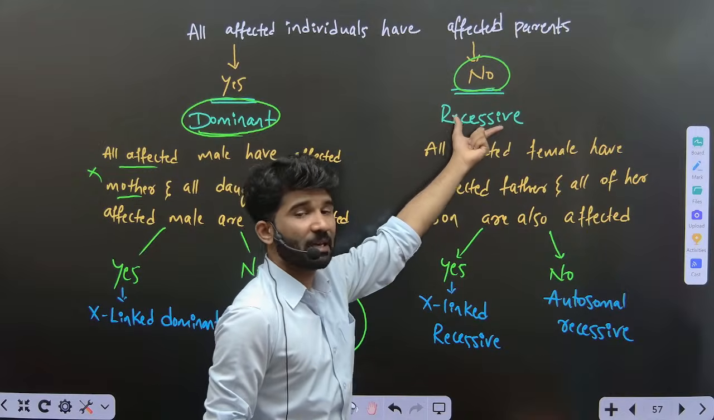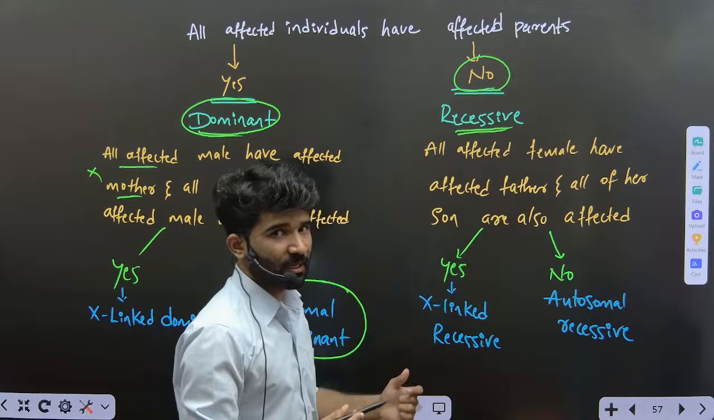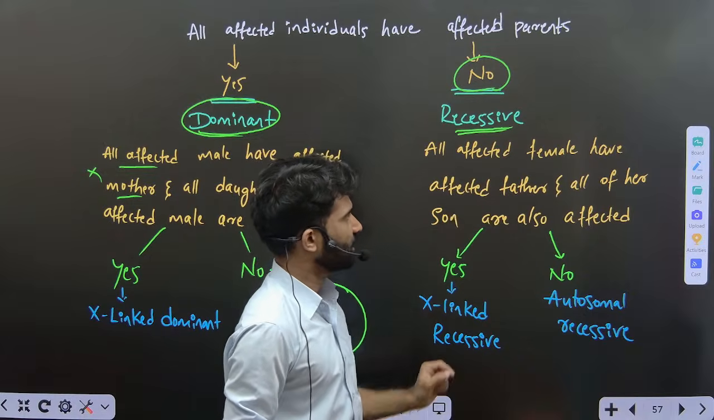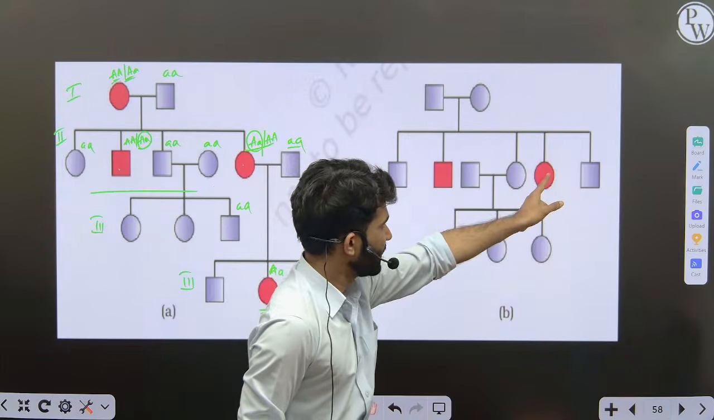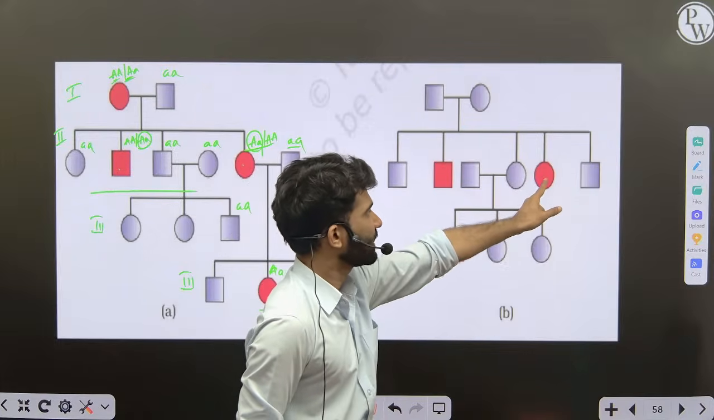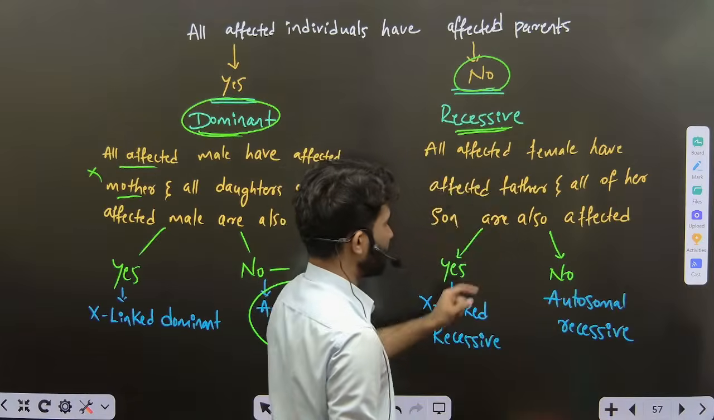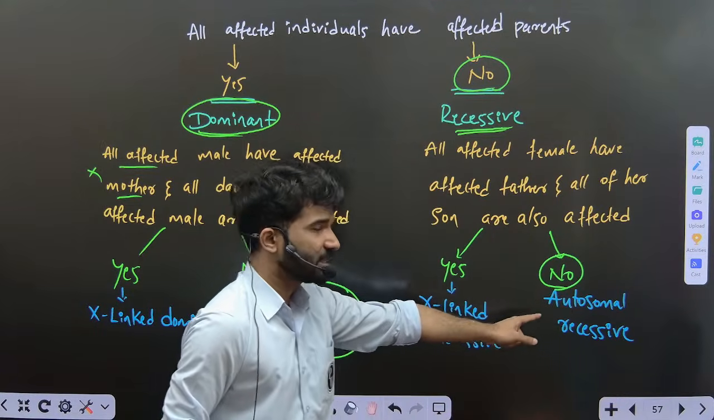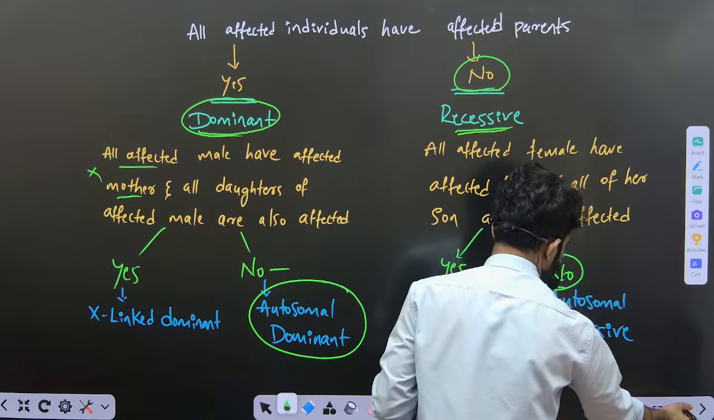So then definitely it might be recessive. If it is recessive, next we have to check: all affected females have an affected father. Affected females are there, but the affected father is not. Here the males are affected. So all affected females do not have an affected father. If it is no, then it is an autosomal recessive disorder.